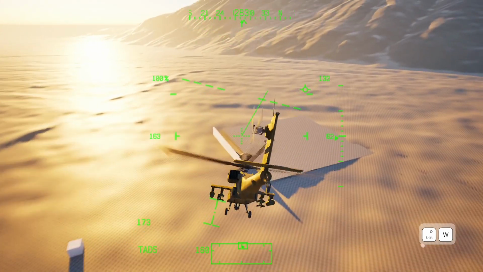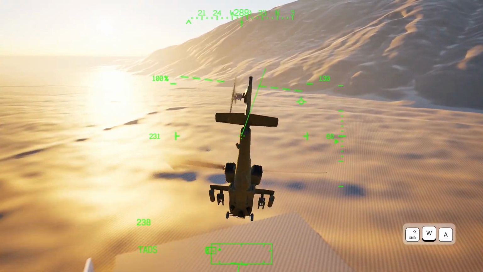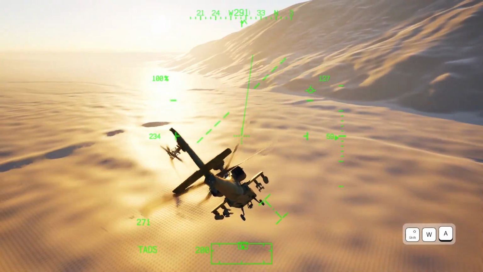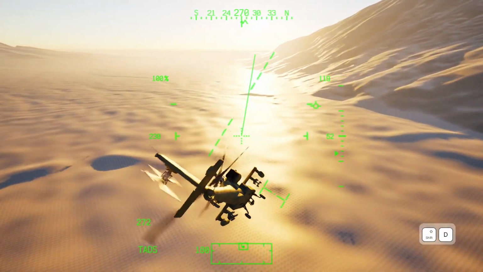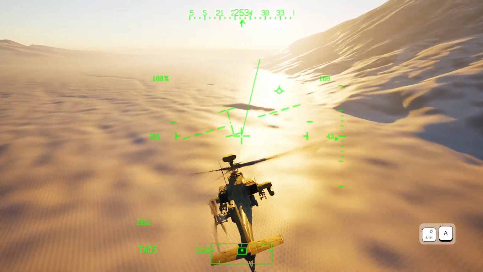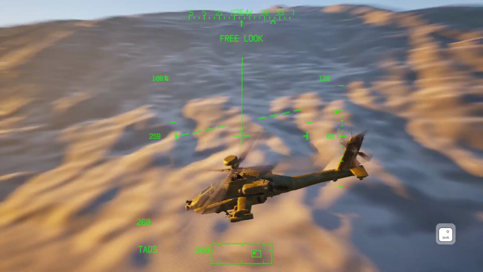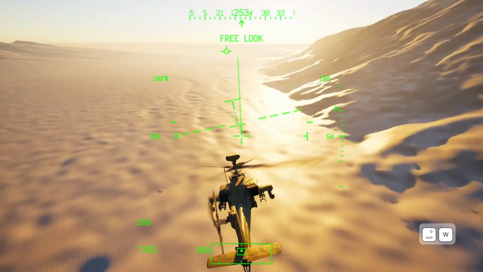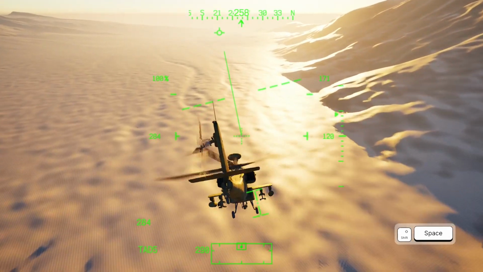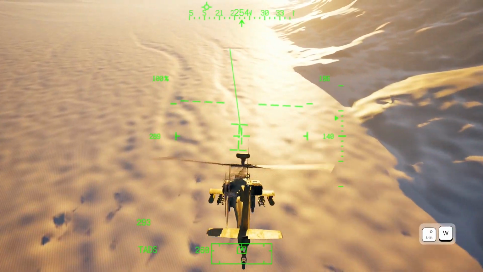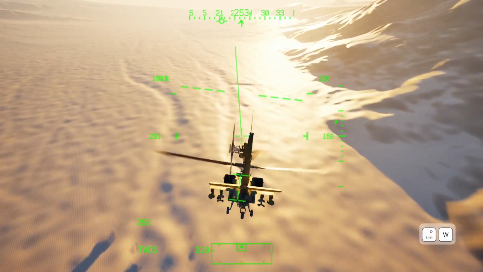You can see how I use the keyboard to pitch the nose down, because I don't want to look at the ground. Rolling the helicopter during the flight is important if you want the nose to be pointing in the movement direction. I look around with Freelook. Now I'm at max speed and I will start turning left.